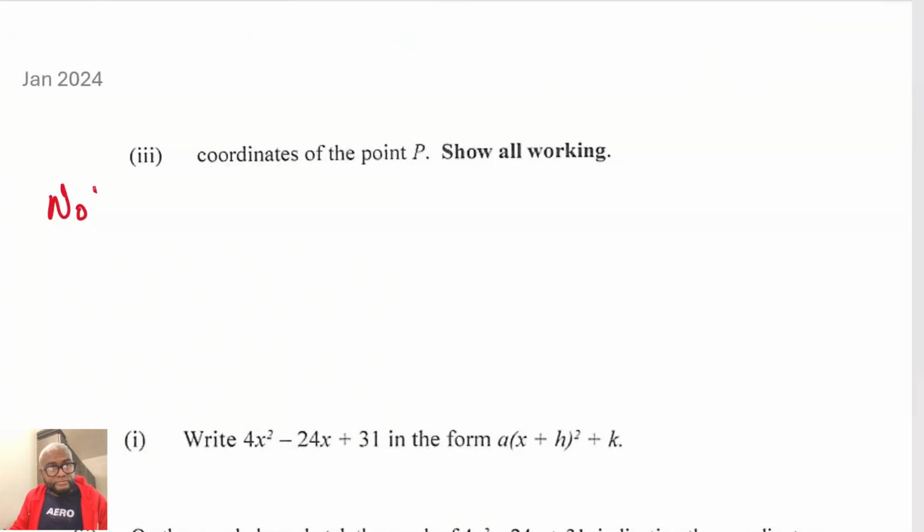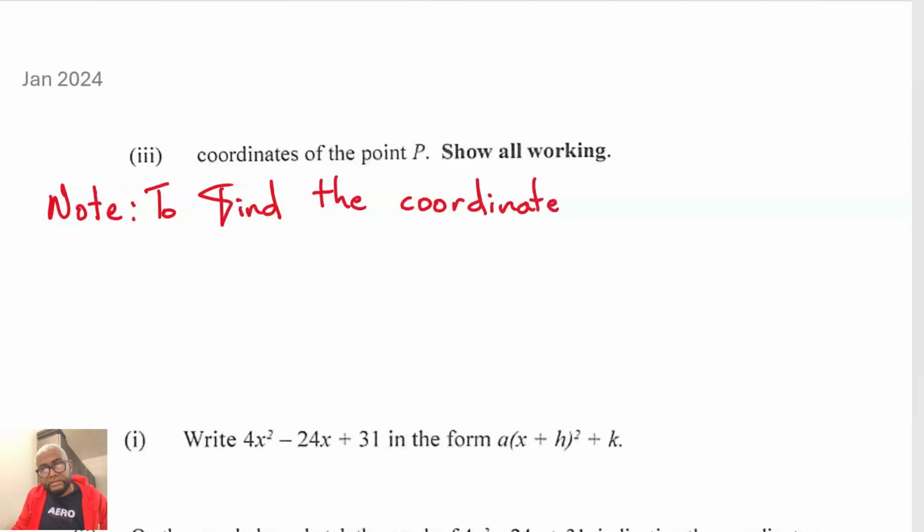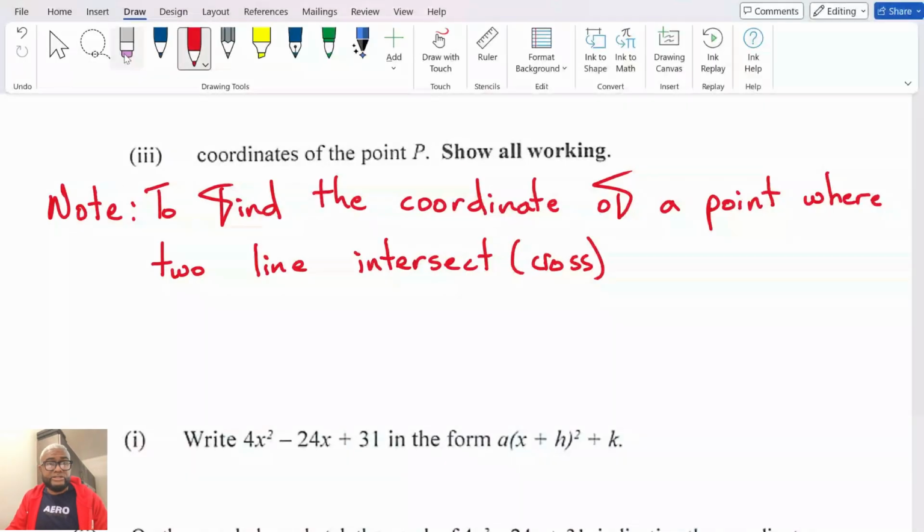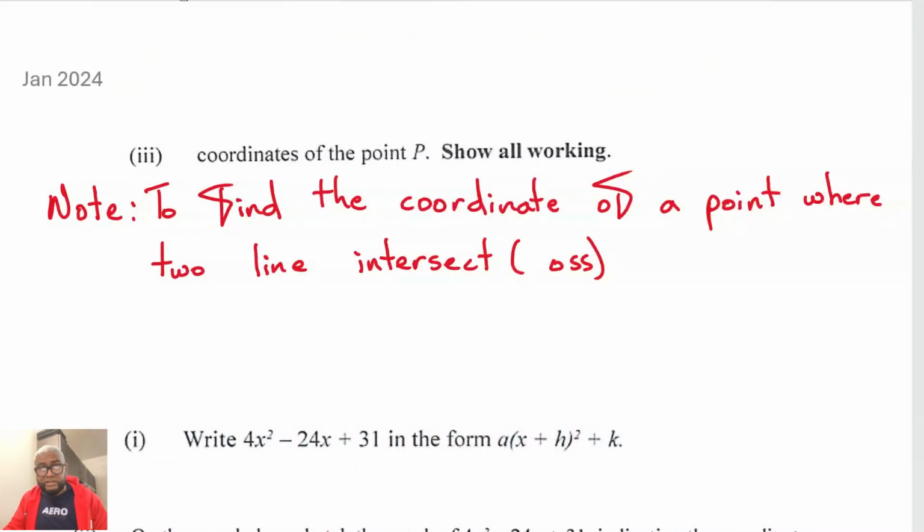Note: to find the coordinates of a point where two lines intersect, which is like cross. I'll put cross also, in brackets: where two lines intersect or cross.